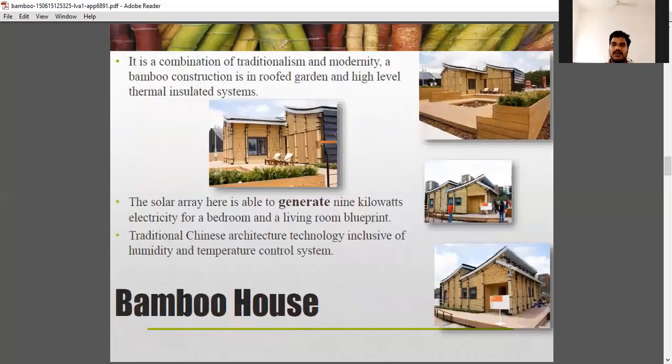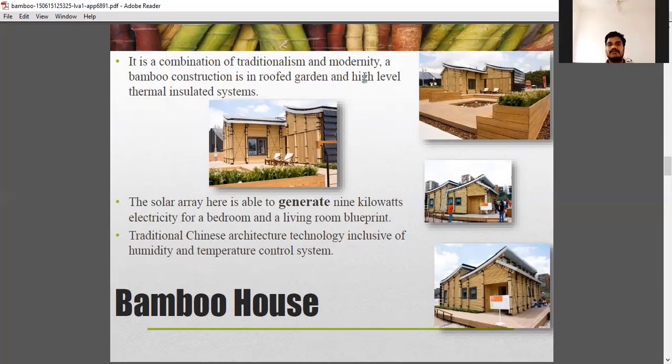And some more points to discuss. In foreign countries, even rich people construct entire houses with bamboo. In Kerala, you will find these kinds of houses more. It is a combination of traditionalism and modernity. Bamboo is used in modern structures as a traditional structural material also.